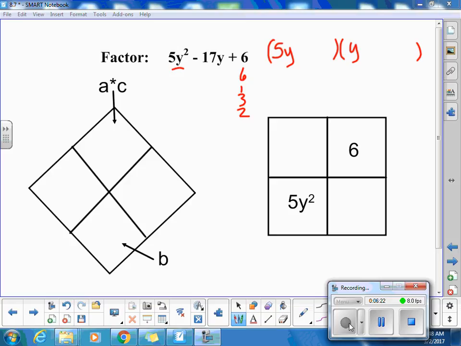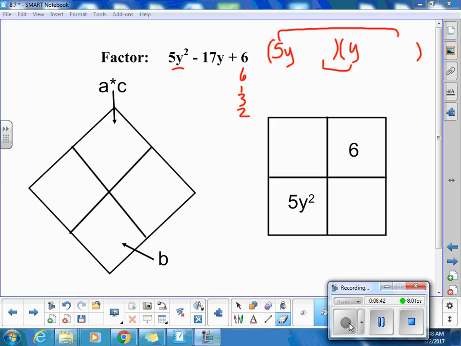So if we guess 6 here and a 1 here, I would just double check. So this would be 5 and that would be 6. It looks like they both have to be the same sign. Both of them have to be negative. That only gives me 6 and 5, 11. So that's not going to help. So let's try a different one.